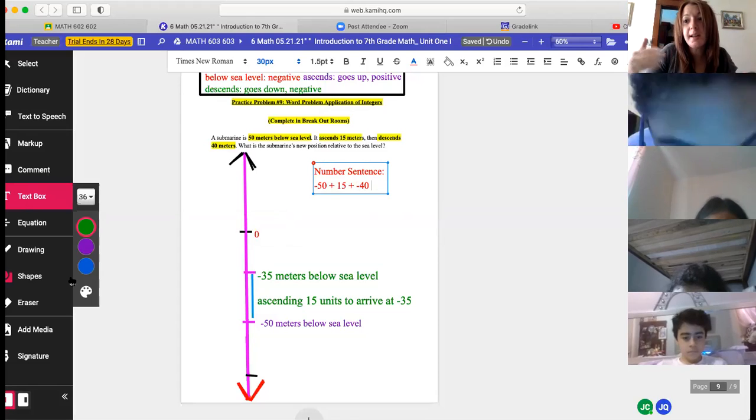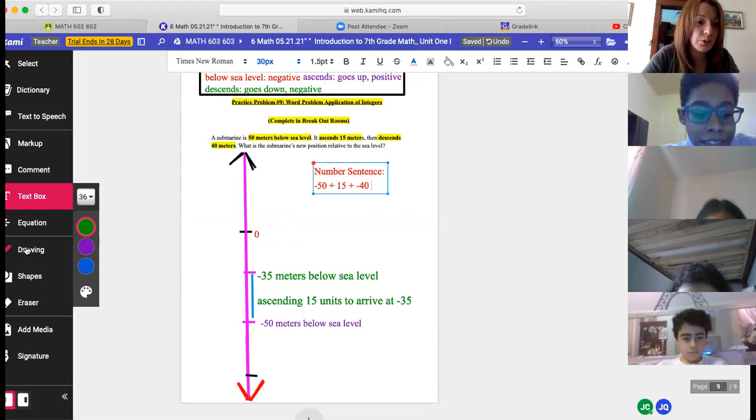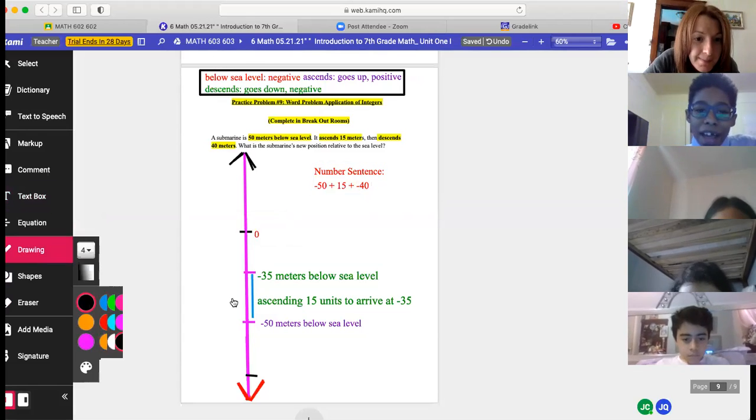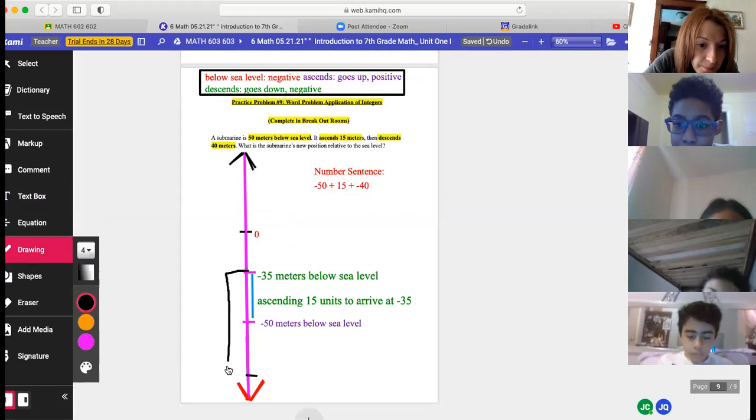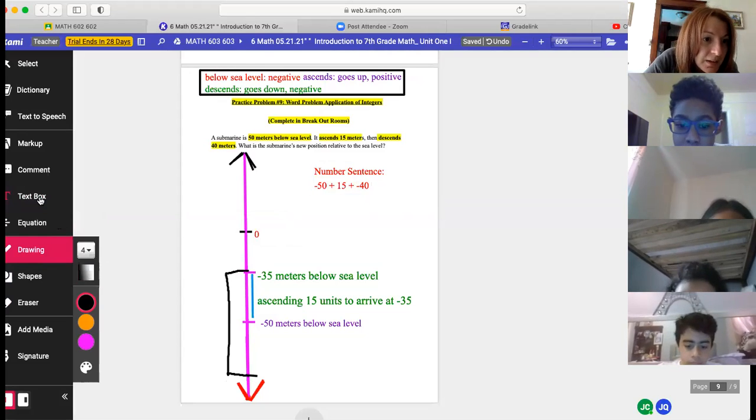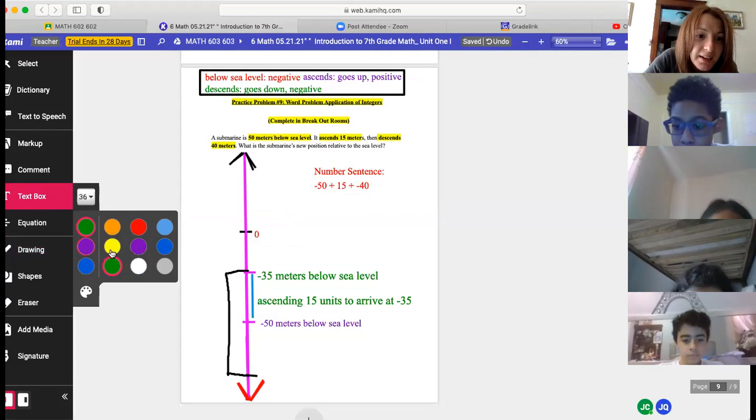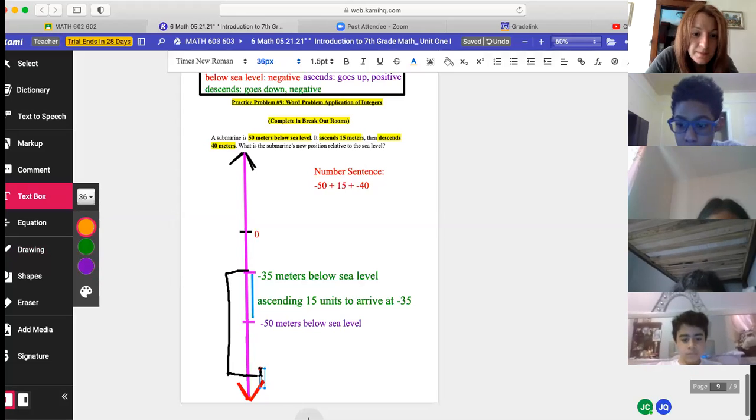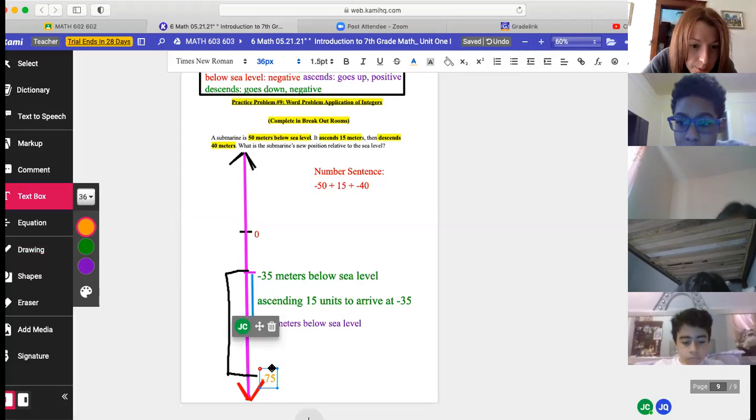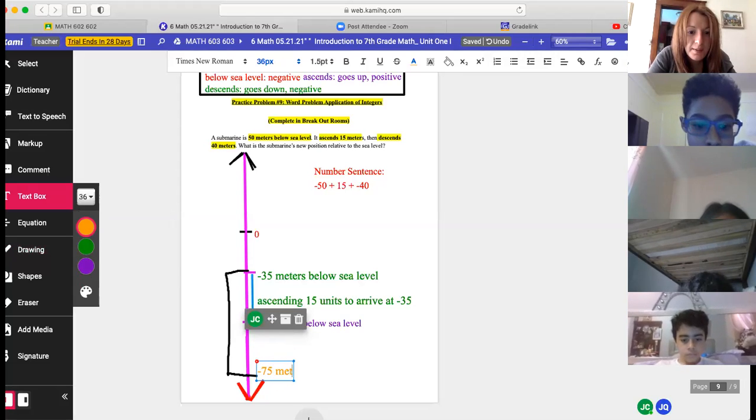So what's 35 plus 40? That's the answer. What is it? 75. So check this out. Is it positive or negative, sir? Negative. So negative 75, I'm going to put this up here, negative 75 meters below sea level.